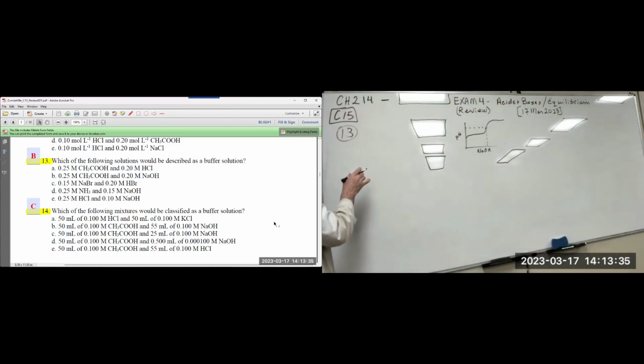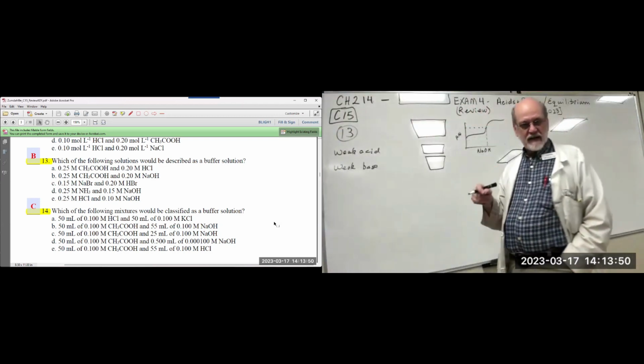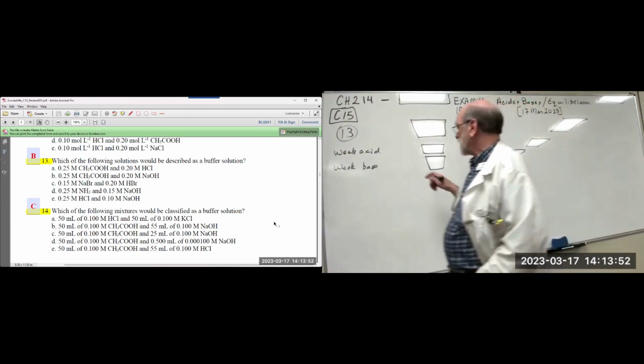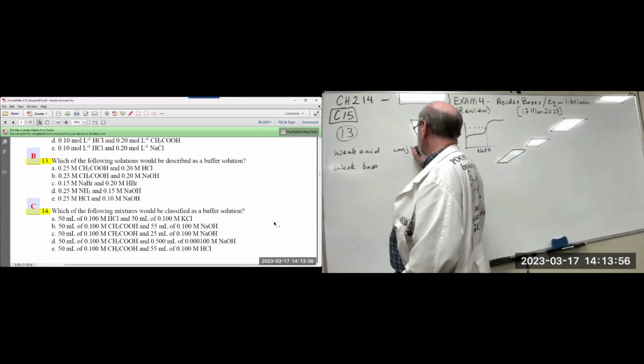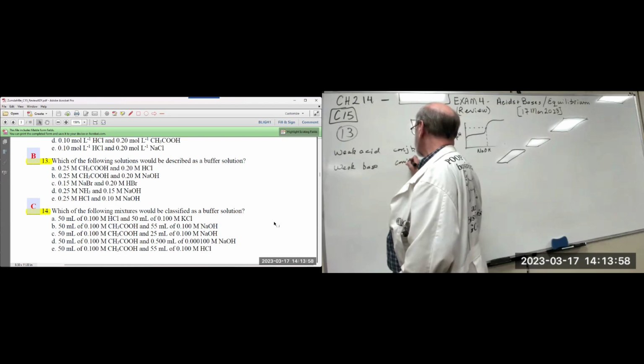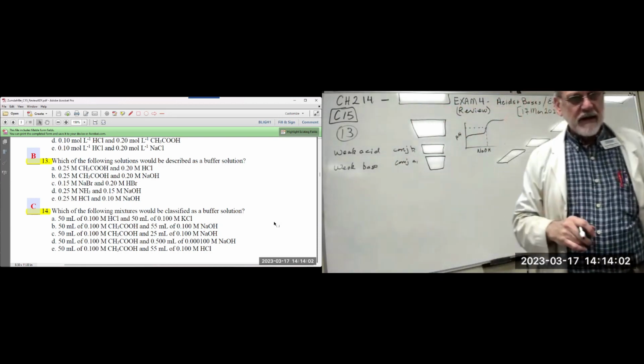You need either a weak acid or a weak base. Usually a weak acid, but you can still make a buffer with a weak base because a weak base will make a strong acid conjugate. And you need the conjugate base or the conjugate acid. All right, so let's see if we've got any of those in there.